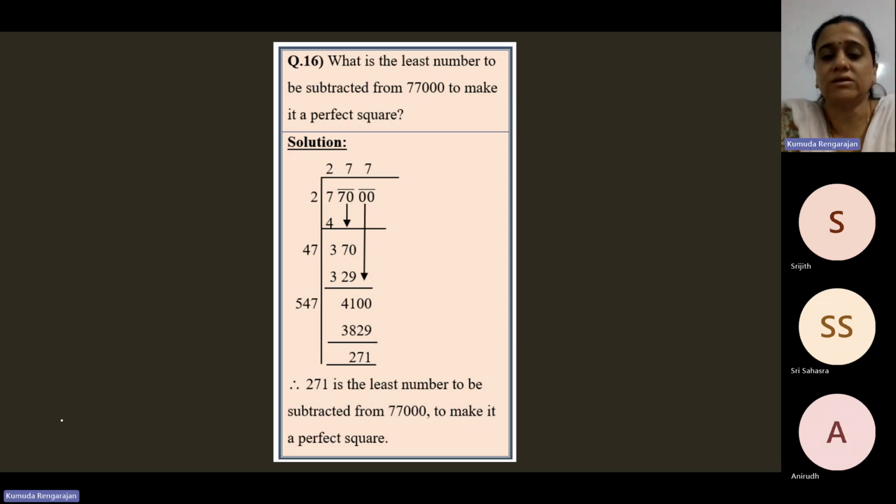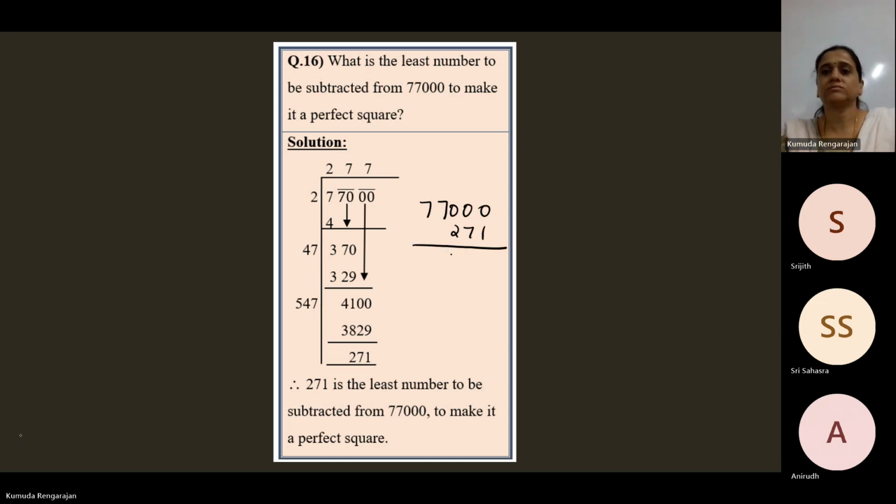271 is the number to be subtracted. When you subtract 271, what is that new number you get? See, here the question is just to find the least number to be subtracted. When you subtract, what's the new number you get? Correct. And this is a perfect square.